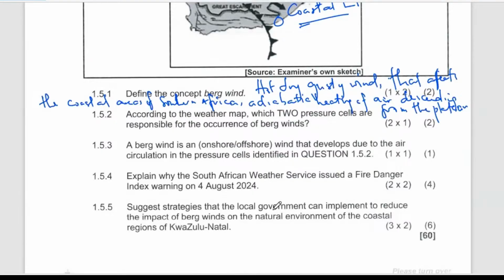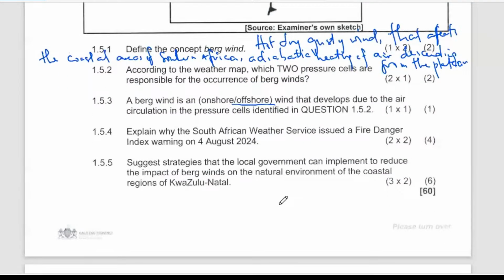Right. A Berg wind is an example of, is it an onshore or an offshore wind? We are saying the winds are coming from the plateau going to the ocean, which is offshore. Explain why the South African Weather Service issued a fire danger index on 4 August. We are expecting the coming of the Berg winds. Why did they issue a fire danger index? There is a high chance of fires occurring around the coastal areas.